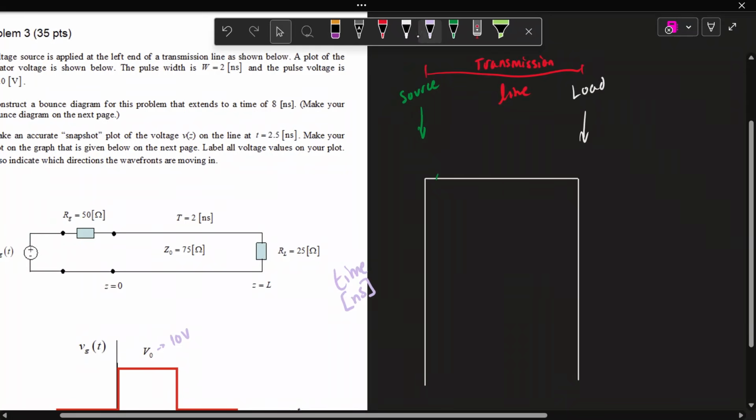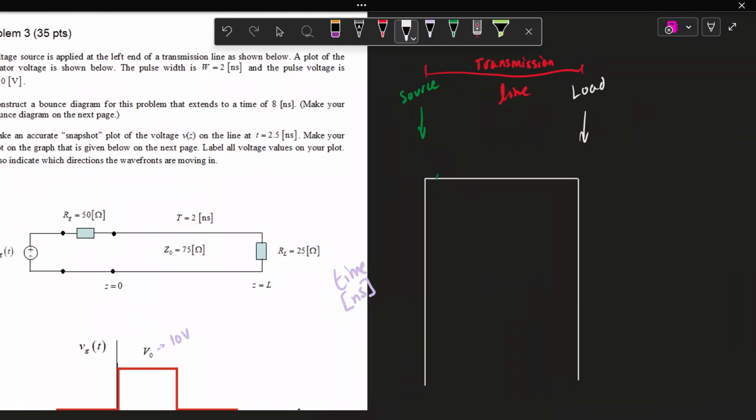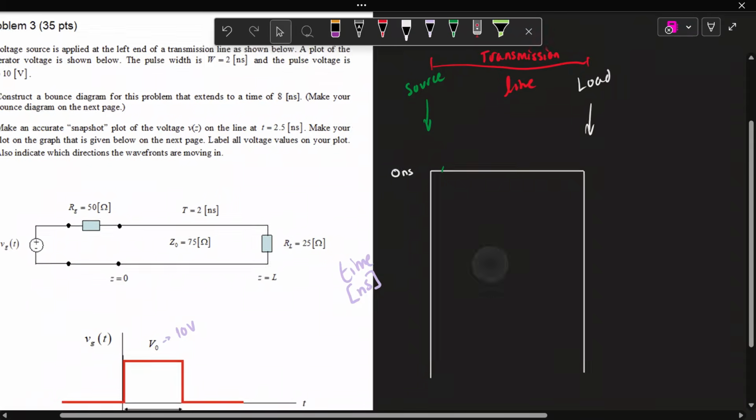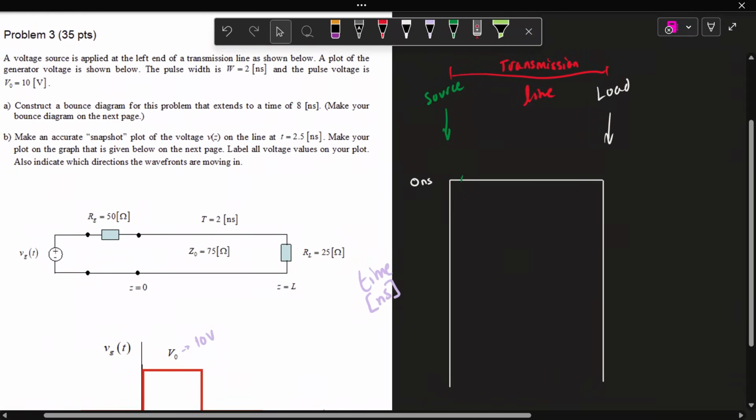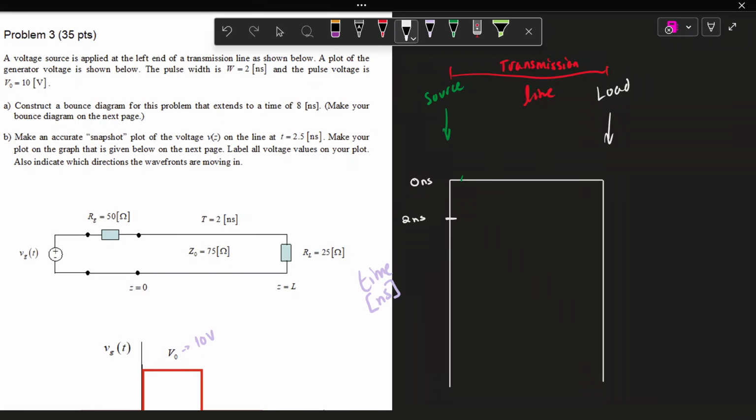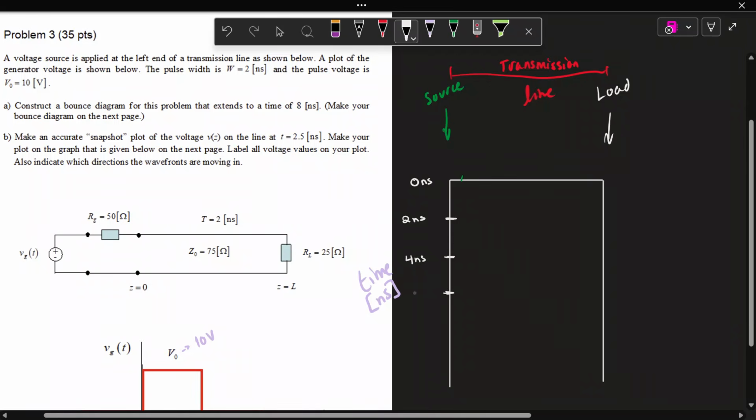Now, back to the time in nanoseconds. Where do we start? Well, we start at 0 nanoseconds, up here. Now we look at the time it takes to go from source to load. How long does it take? It takes exactly 2 nanoseconds. So we're going to plot 2 nanoseconds here. Then, to get from load back to source, it takes another 2 nanoseconds. So 2 plus 2, and then we plot another 2 nanoseconds. And finally, we're here at 8 nanoseconds.